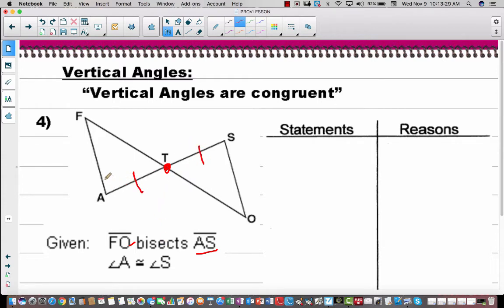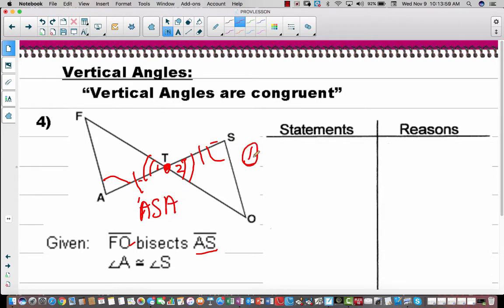My last and final given here is angle A is congruent to angle S. So do you see that I need something else here? So I'm going to go ahead and use the vertical angles located by angle FTA and STO. And like I stated earlier, anytime you have congruent angles, you want to make it nice and easy. Number those angles. This way it'll be easier to talk about. So we have triangles being congruent by the angle side angle theorem here.